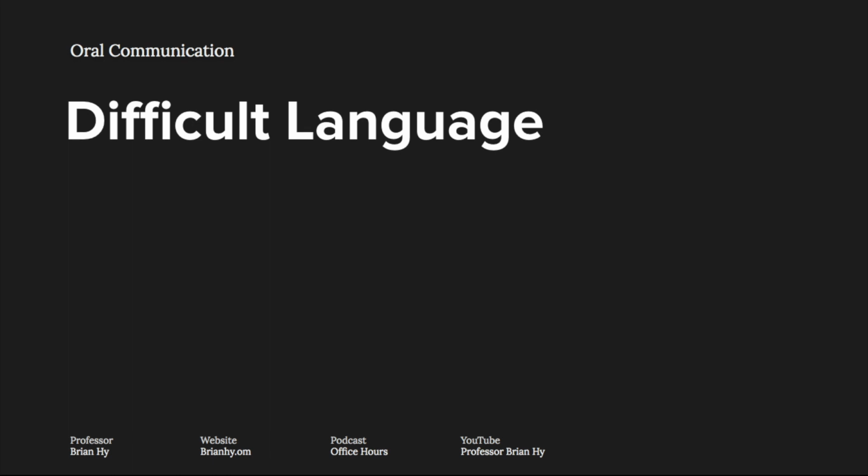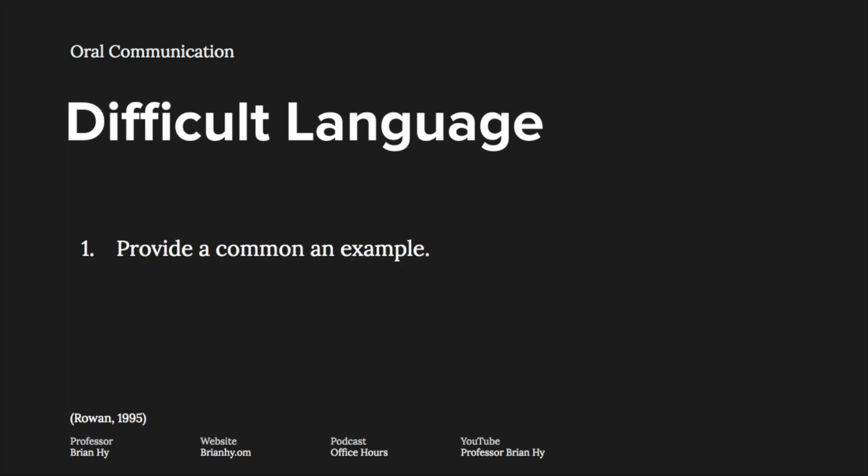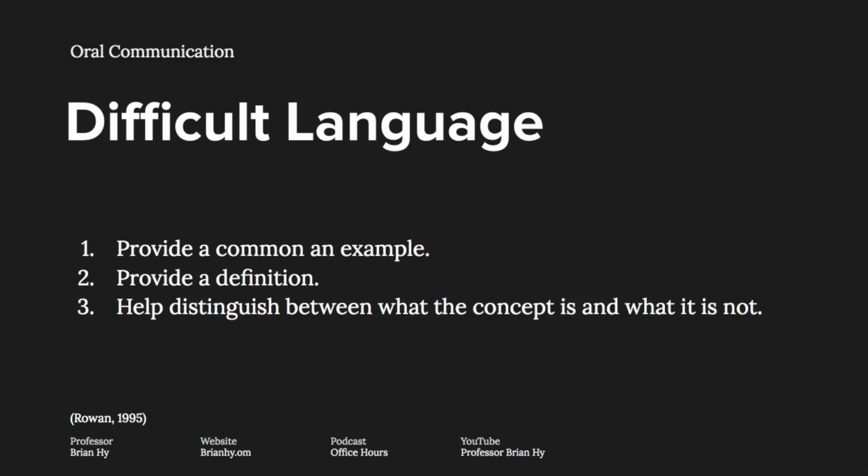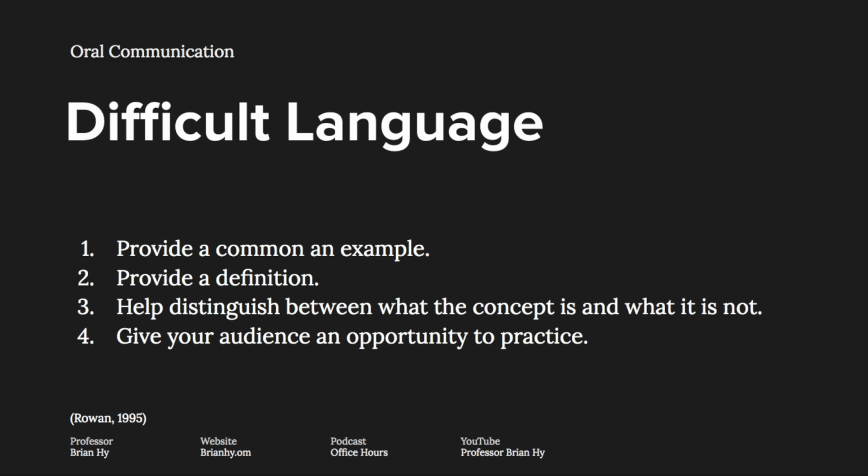These 4 steps are: number 1, provide a common example of the concept. Number 2, provide a definition that explains the essential characteristics of the concept. Number 3, share several examples of the concept to help distinguish between what the concept is and what it is not. And number 4, give your audience an opportunity to practice identifying examples and non-examples of the concept.